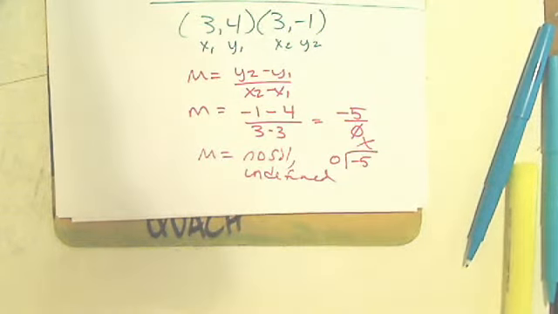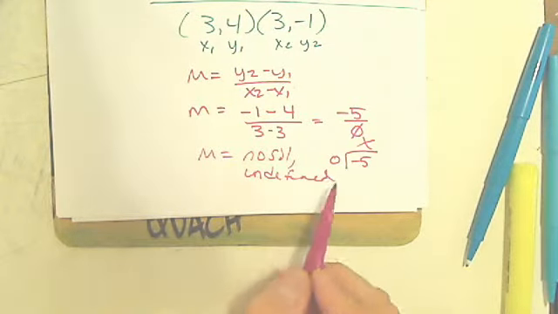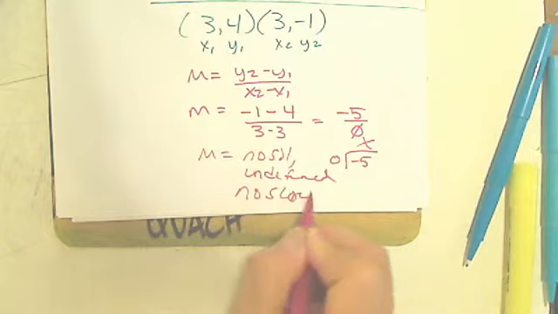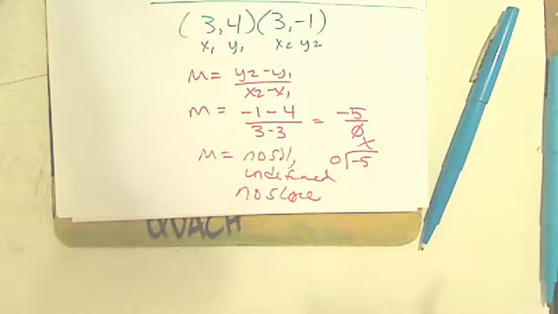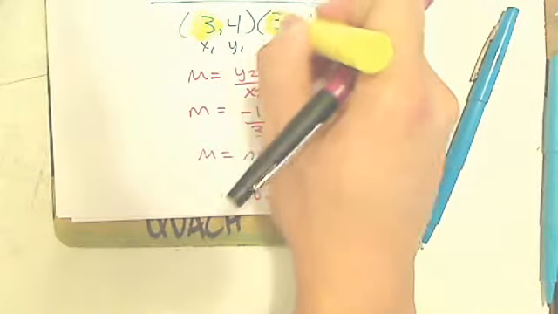0 divided by 5. So if it was flipped, then it'll be 0. Is that no slope or 0 slope? No slope. This is no slope. Okay? But look really quickly. What if the 0 was on the top?